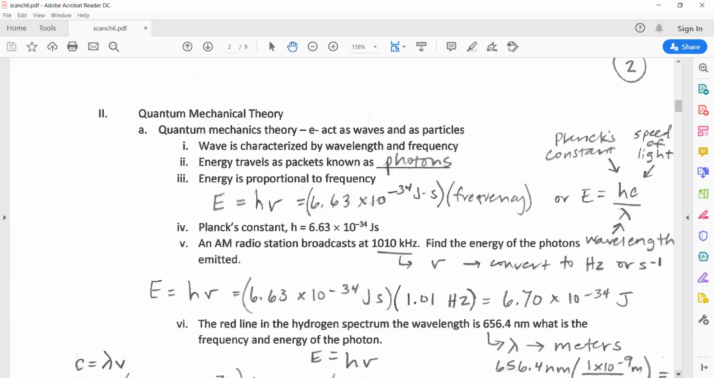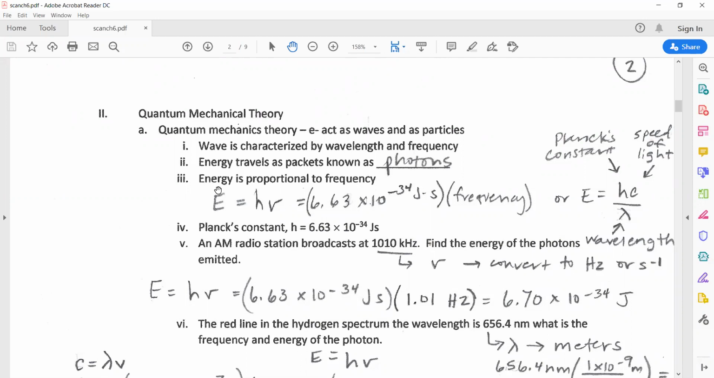So here, to understand the energy associated with wavelengths, we can look at what's called the quantum mechanical theory. What it tells us is that waves are characterized by wavelength and frequency. We know that. Energy travels as packets known as photons that travel with the wave. And we have a few equations we can use to calculate the energy of a wave. So if a wave has a set wavelength, it also has a set energy. Those two things correspond to each other. Same with frequency. Frequency can also be used to calculate energy of a wave. So those 3 variables can be calculated from one another.